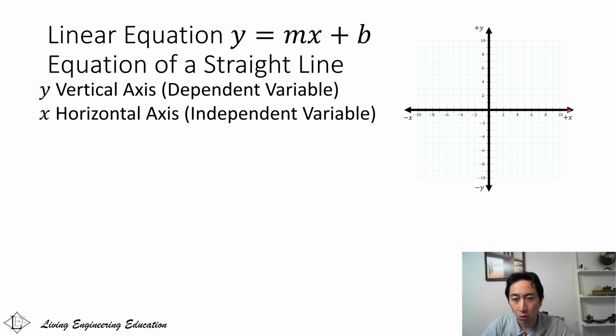X, this is our horizontal axis. This is our independent variable. We get to define the points here, and the values of m and b will then define the value of y that corresponds with that point x.